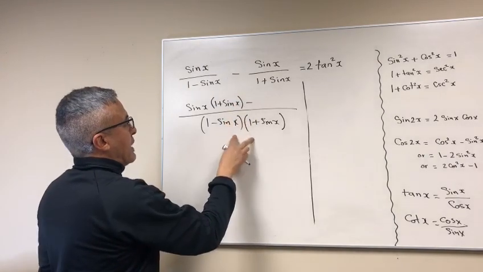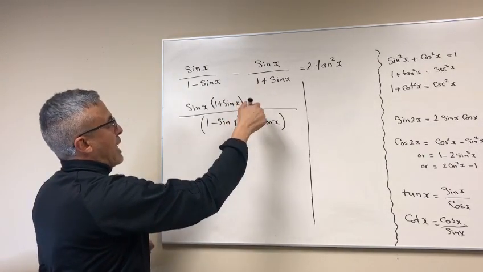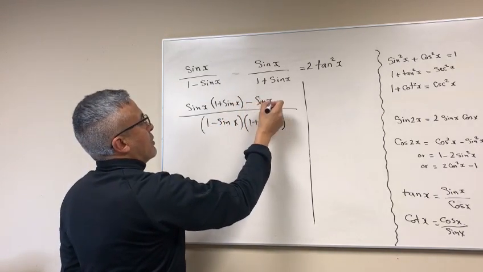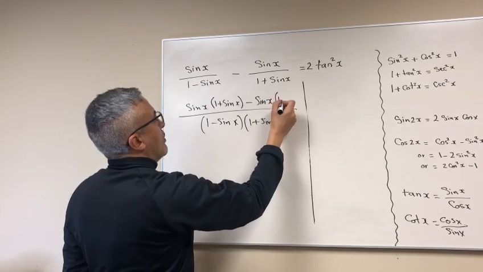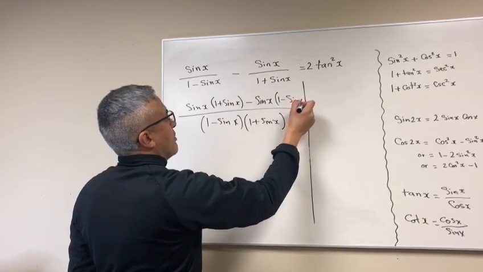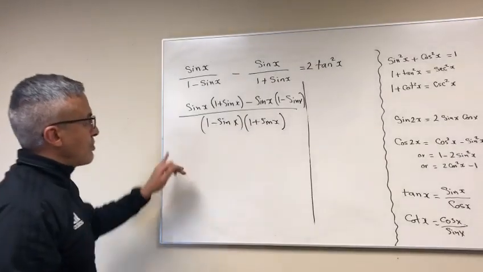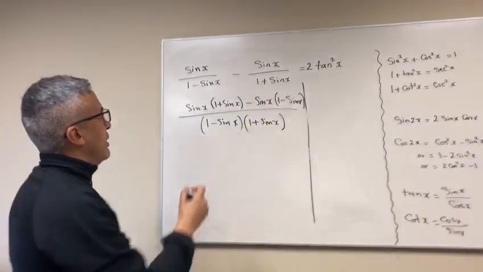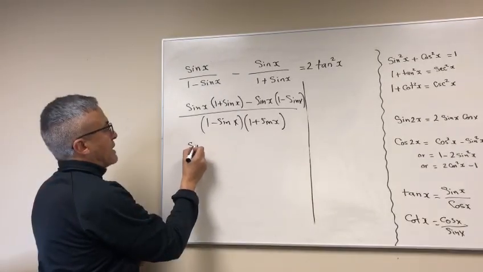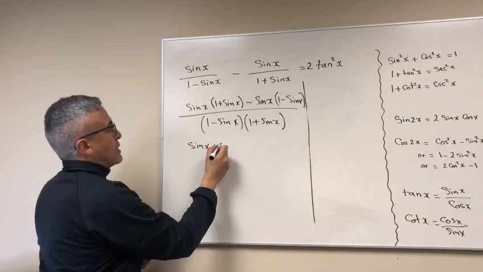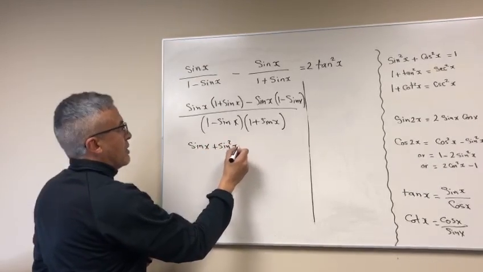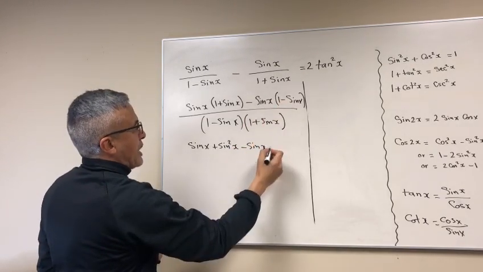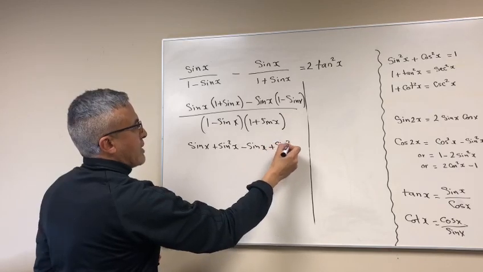Minus, I do the same thing, this divided by this, 1 plus sine x will cancel, and then I'm left with 1 minus sine x, so that's what I have to multiply to this top. Now, what I'm going to do is distribute this sign in here and this sign into there. So I'm going to end up with sine x plus sine squared x minus sine x. And that's a sign changer, so it becomes plus sine squared x.